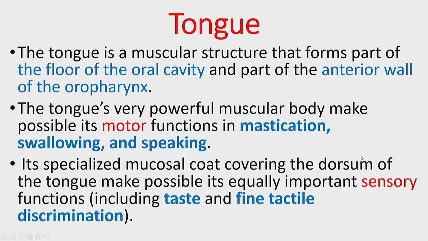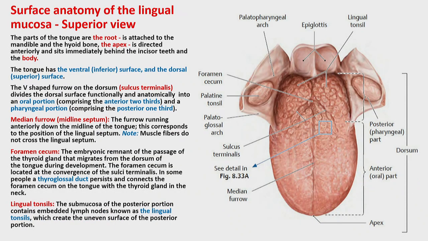Also, regarding the sensory innervation of the tongue, it plays a role in the perception of taste and fine tactile discrimination. The sensory innervation is something that we are going to discuss.